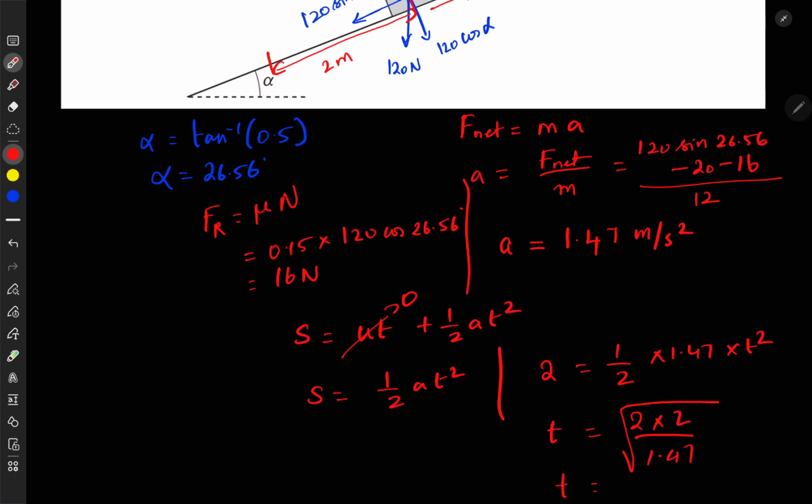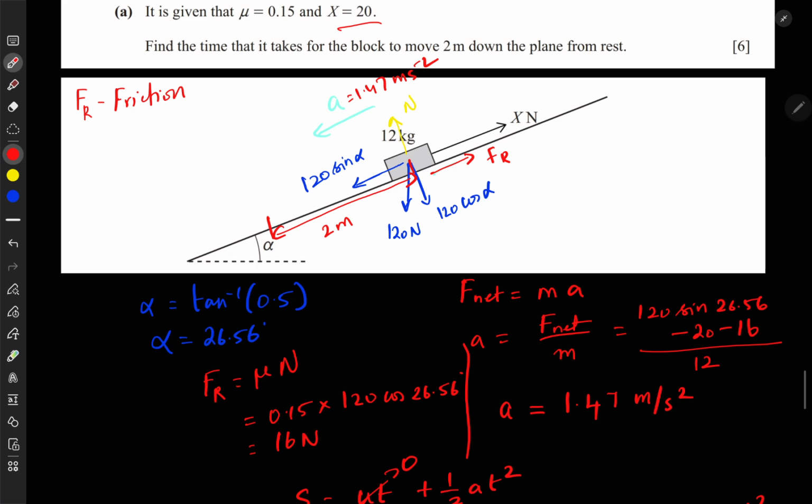If we calculate for t, it will be the square root of 2 times 2 divided by 1.47, so the square root of 4 divided by 1.47. I'm getting the time as 1.64 seconds. So this will be the time for the block to move 2 meters down the plane.